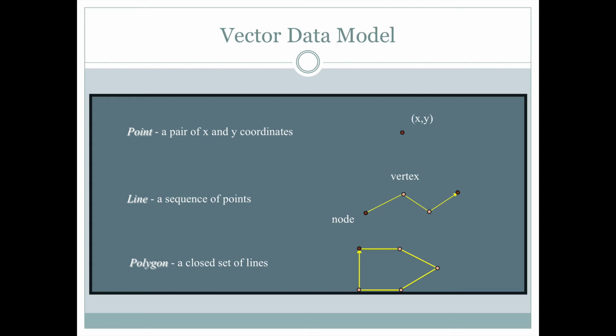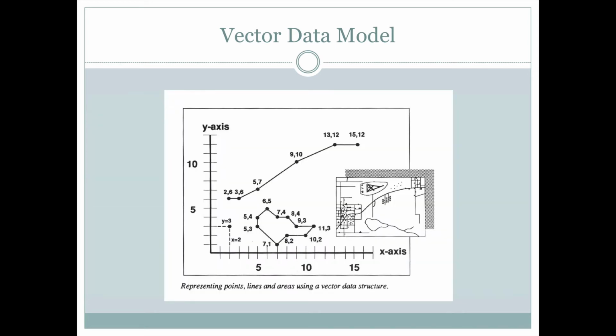A polygon is similar to a line, except the node that it begins with and the node that it ends with is the same node. So it's just defined by a number of vertices and one node that marks both the beginning and the ending of the polygon. So it's a closed set of line segments. This just shows an example here. We can think of these x and y coordinates as being on a piece of graph paper with the x-axis horizontal and the y-axis vertical.